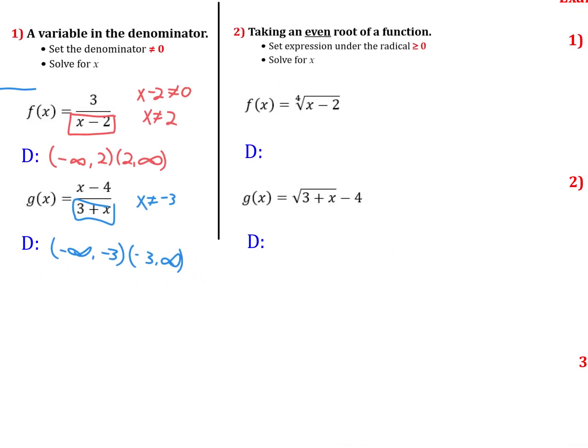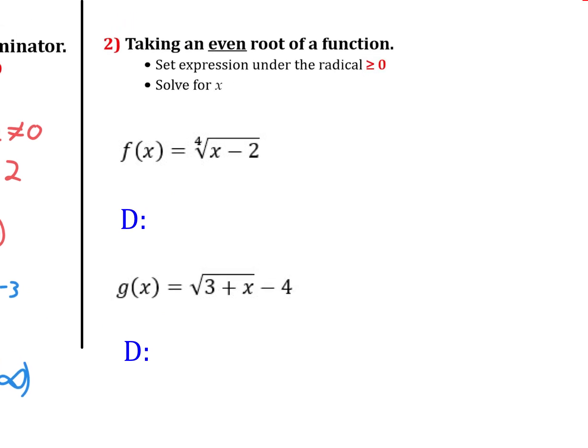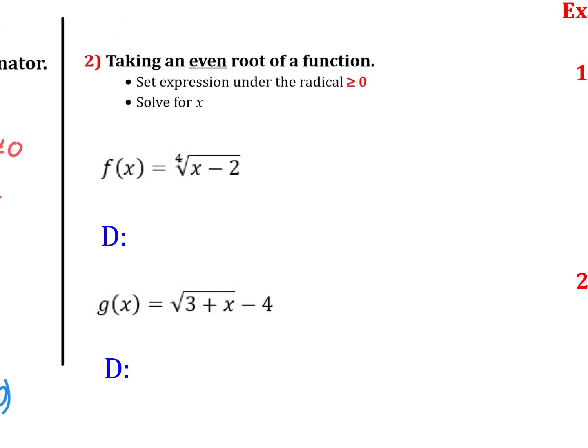Now let's check square roots. Anytime you have an even number radical, so here I've got a 4th root, here I've got a square root, you cannot have a negative value underneath that radical. So whatever is underneath that radical, the radicand, has to be 0 or bigger. So x minus 2 has to be greater than or equal to 0. Therefore, x has to be greater than or equal to 2.